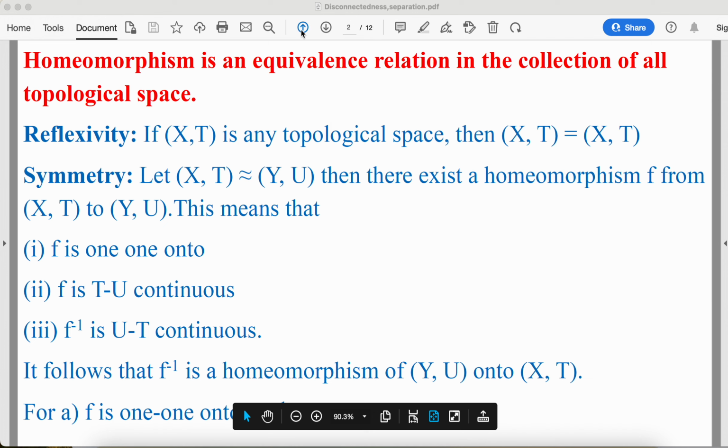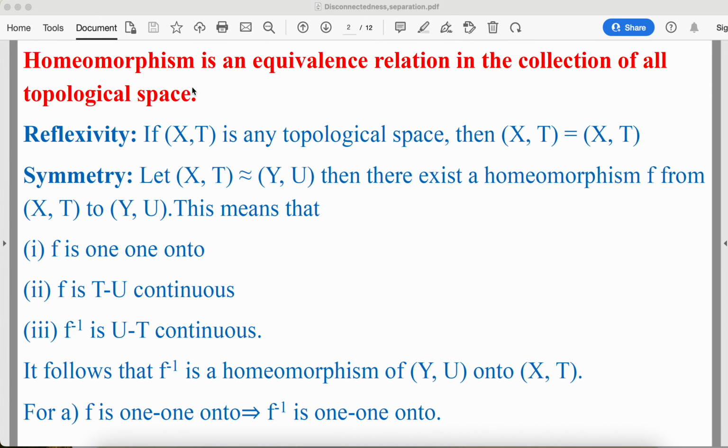To prove it is an equivalence relation, we will show that homeomorphism is a reflexive relation, it is a symmetric relation, and it is a transitive relation. First of all, we know that if (X,T) is a topological space, then (X,T) is homeomorphic to (X,T). So homeomorphism is a reflexive relation.